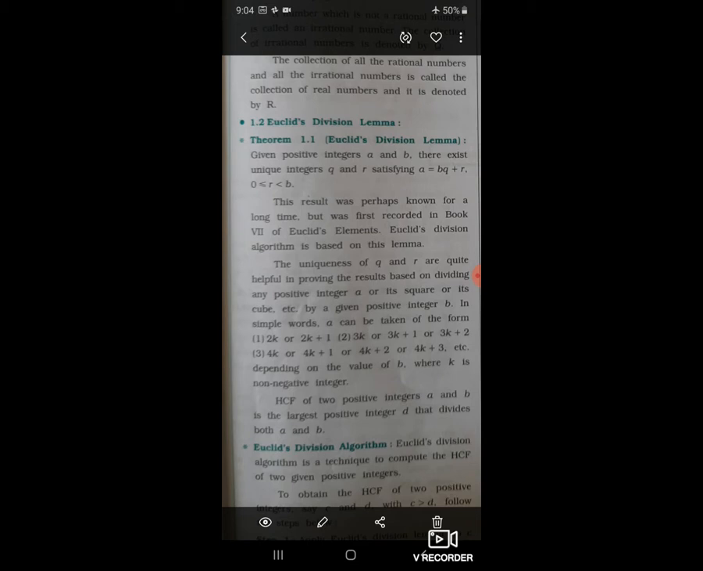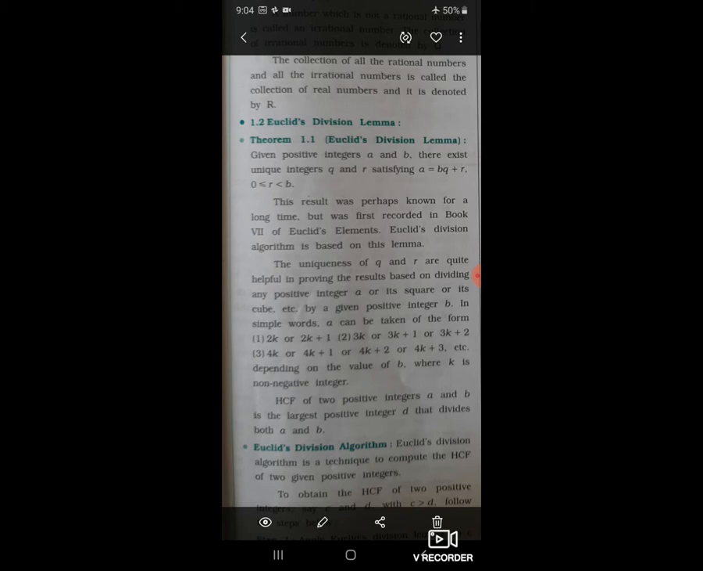Today we are going to revise entire lesson number 1, Real Numbers. First of all, we remember Euclid's division lemma and use of lemma. First one, Euclid's division lemma. What is Euclid's division lemma?